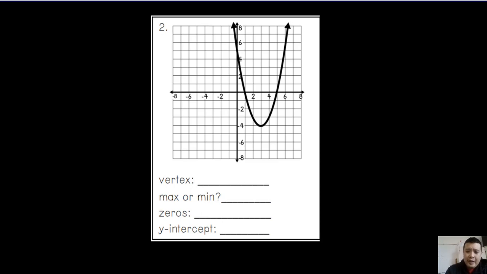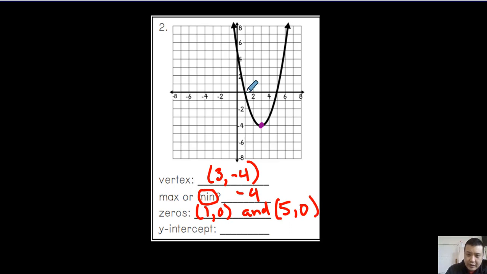Here, we have a vertex right at this point, so we have a vertex of (3, -4). Since this opens upwards, we have a minimum of -4. That's the y-coordinate of our vertex. Our zeros are going to be (1, 0) and (5, 0), because those are right here and right here. And then finally, our y-intercept is right here at this point, and that is (0, -5).